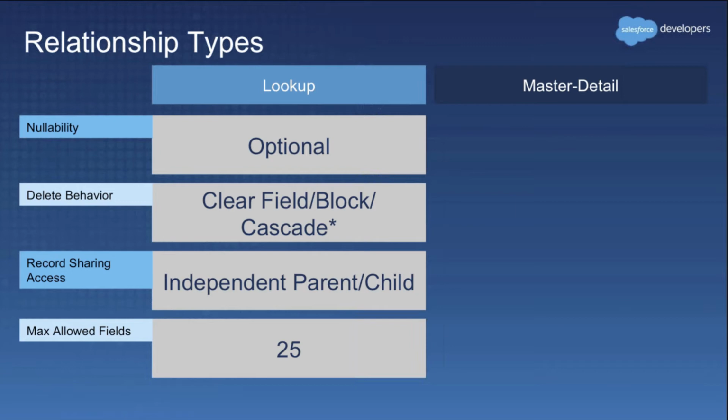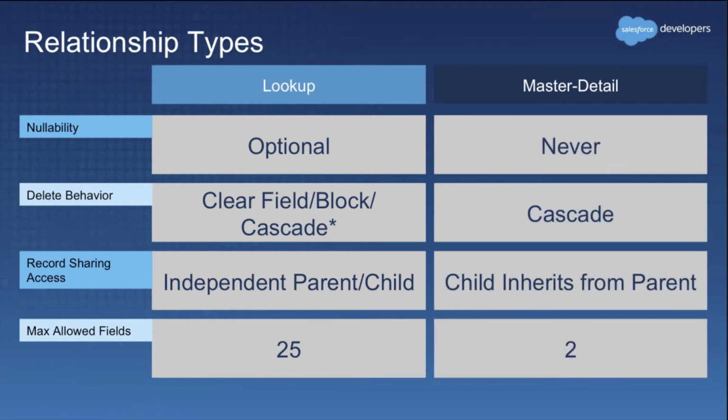And so the reason that asterisk is on there is if you want to use cascade delete with a lookup relationship, you have to contact Salesforce support. They'll explain that to you again. They'll make sure that you understand the implications of that, and then they'll turn it on for you. So finally, as far as maximum allowed fields, you get up to 25 lookup relationship fields in a given object.